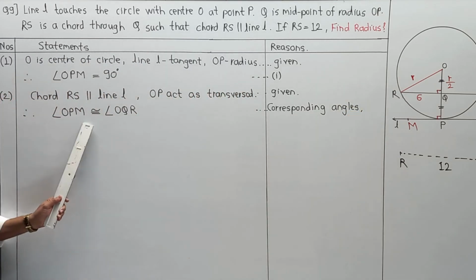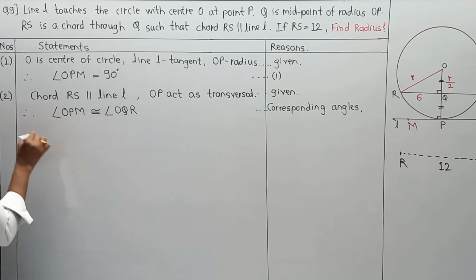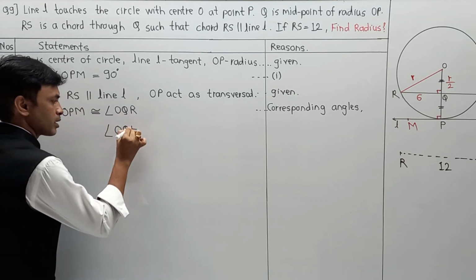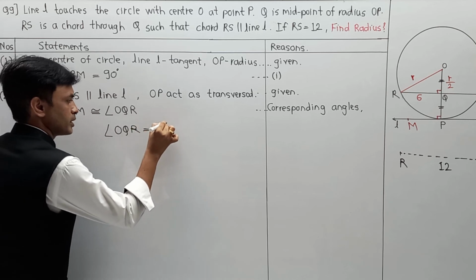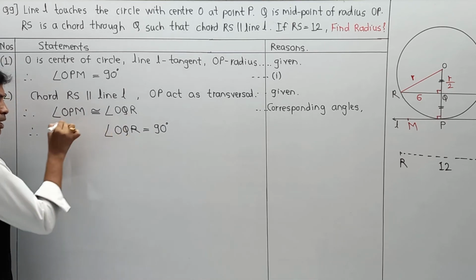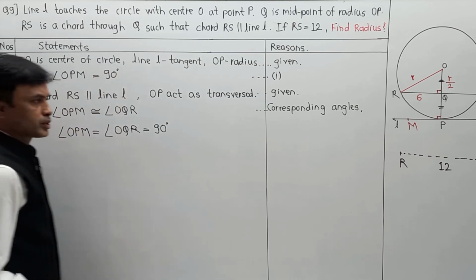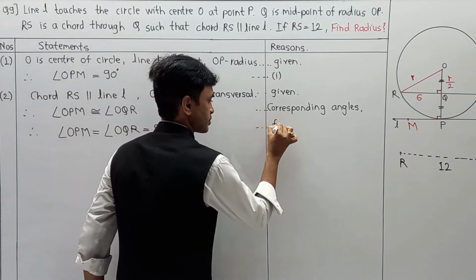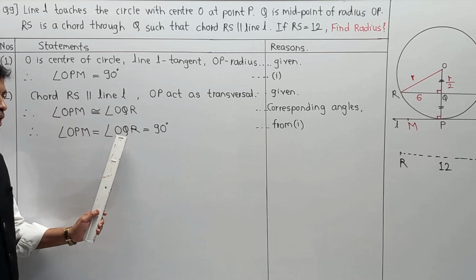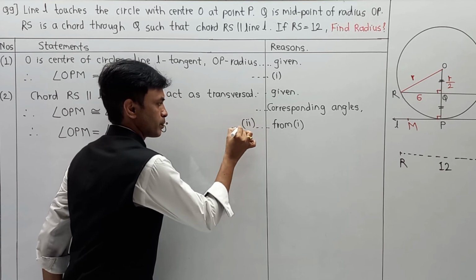Now we know that OPM is 90 degrees from 1. Naturally our OQR is also 90 degrees. Therefore angle OQR is equal to 90 degrees. So we are able to get OQR as 90 degrees. Why? Because OQR is equal to OPM and we have taken the reference of 1. So from 1, we are able to get OQR is equal to 90 degrees. I'm going to call it equation number 2.